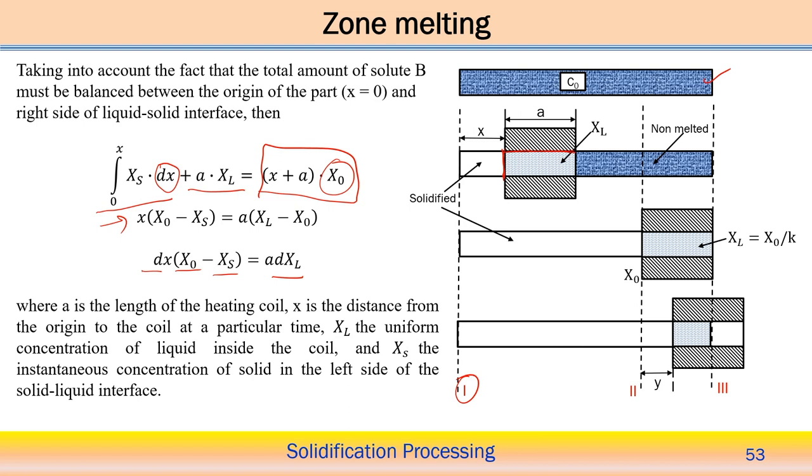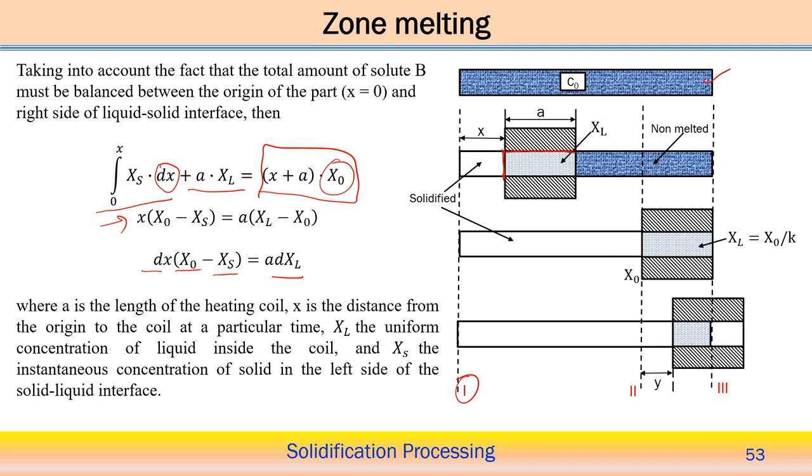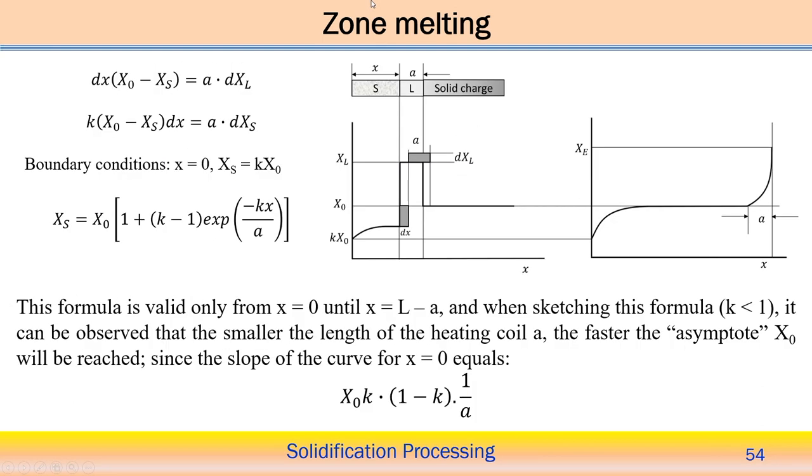We can see the next slide also, on how to make this balance. Therefore, A is the length of the heating coil, x is the distance from the origin of the coil at a particular time, XL is the uniform concentration of the liquid inside the coil, and XS is the instantaneous concentration of the solid just to the left side of the solid-liquid interface. If XS is not varying with respect to x, then we can put XS as a constant here, but in this case XL is varying. Now we reach this expression, but we can explain it the other way also: (X0 minus XS) into dx equals A into dXL. So this expression can be represented like that.